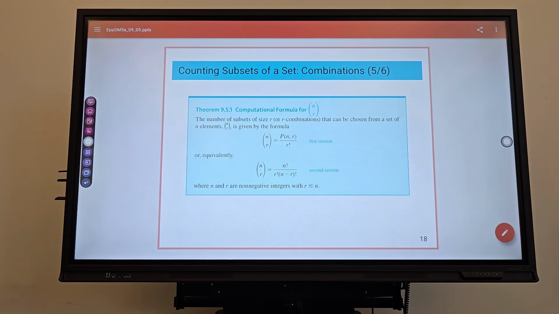So the computational formula for n choose r, the number of subsets of size r that can be chosen from a set of n elements, is given by the formula n choose r equals P of n and r over r factorial, or equivalently n factorial over r factorial times n minus r factorial, where n and r are non-negative integers, with r being less than or equal to n.